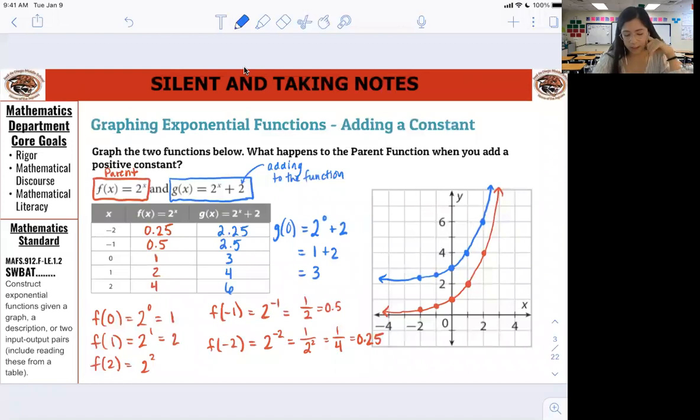So take a little moment to finish copying it down onto your notebook and doing your sketches. And then also think about, on the graph itself, what's physically happening to go from f of x to g of x.